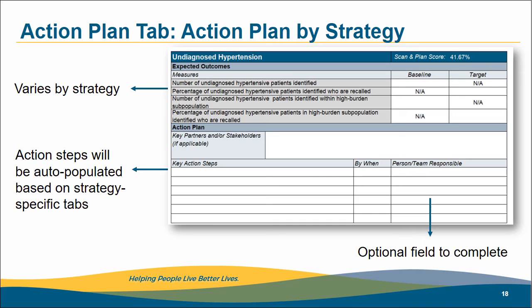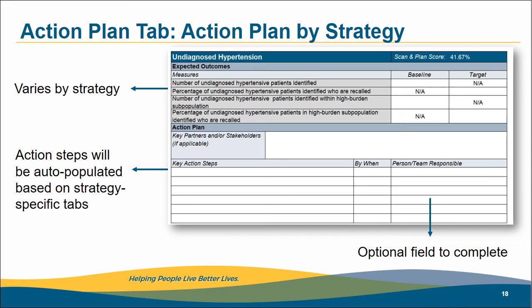Then it breaks down the actual action steps that your organization indicated that it would take as part of the action plan. Again, these are action steps that will be auto-populated based on the information you included in the strategy specific tabs. You might remember we talked about that AP activity column. If you select yes in that, the action step will be pre-populated into this action planning tab so that all the information is right there.